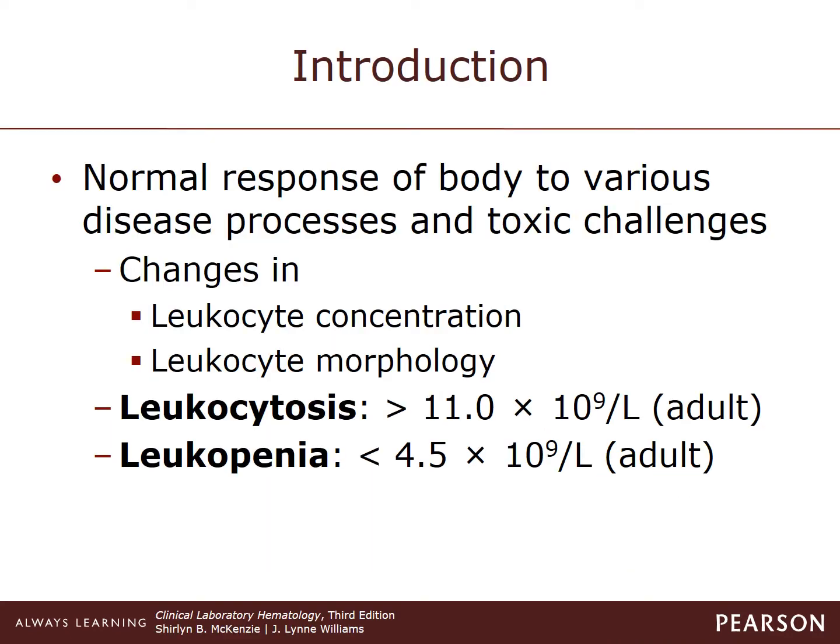So let's get into some terminology here. The first term that we're going to talk about is leukocytosis, because that's an increase of your total white blood cell count of over 11 times 10 to the 9 per liter. Now when we talk about leukopenia, that is an overall decrease in the white cells of less than 4.5 times 10 to the 9 per liter. Now this is in a normal adult, so you know that the reference range is between 4.5 and 11 as a normal range.